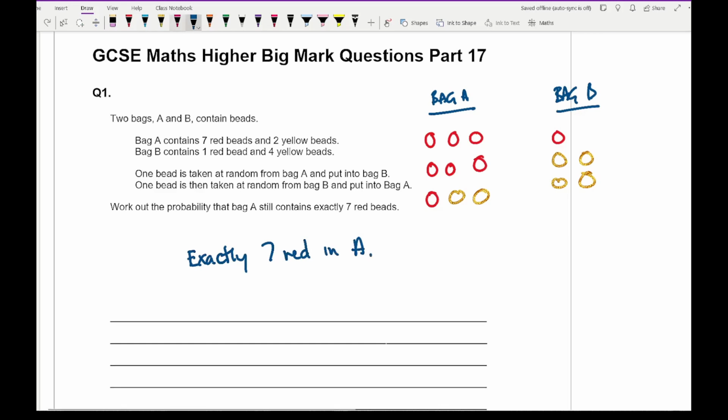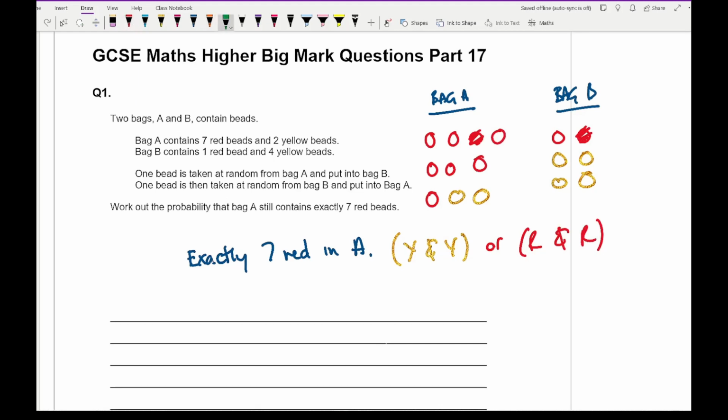So either I can select a yellow one first, and if I select a yellow bead first, then that means that bag B will therefore have 6 beads altogether, 5 which are yellow and 1 is red, and then selecting another yellow. So I could have a yellow and a yellow, or I could select a red counter from A, which then increases bag B, but then I'm going to take one from B and put it back into A. So I could have an R and R.